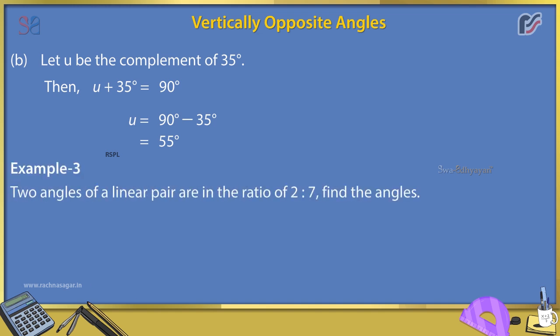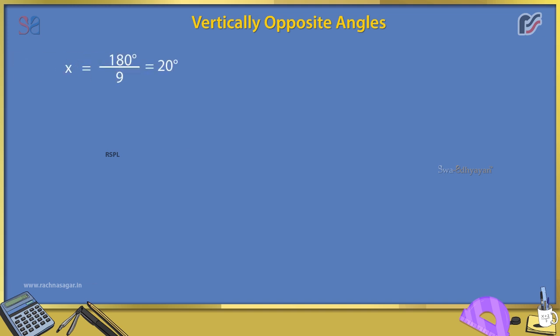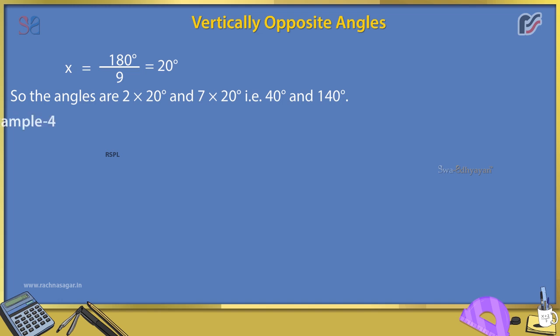Example 3. Two angles of a linear pair are in the ratio of 2:7. Find the angles. Solution. Let the angles be 2x and 7x. Then 2x plus 7x is equal to 180 degree. 9x is equal to 180 degree. X is equal to 180 degree by 9, which is equal to 20 degree. So, the angles are 2 into 20 degree and 7 into 20 degree, that is 40 degree and 140 degree.